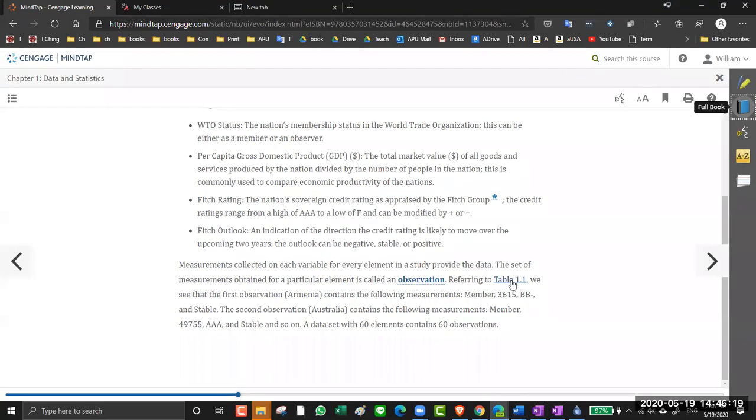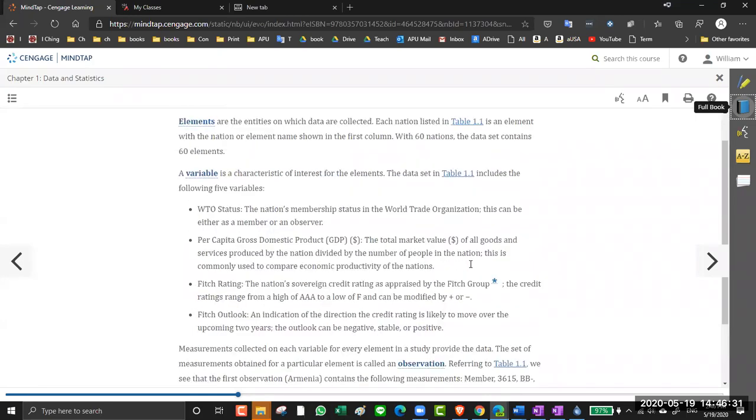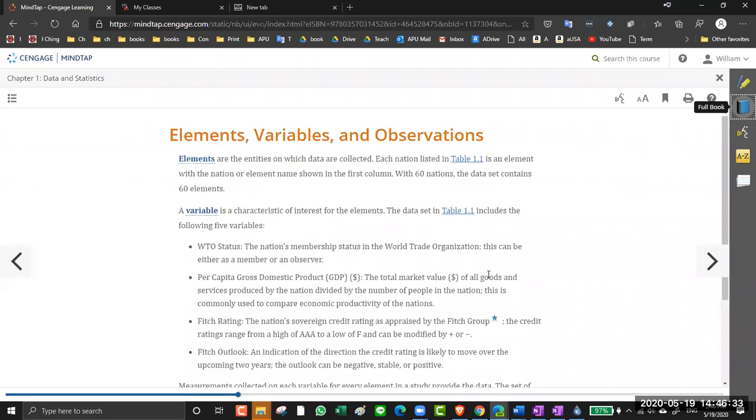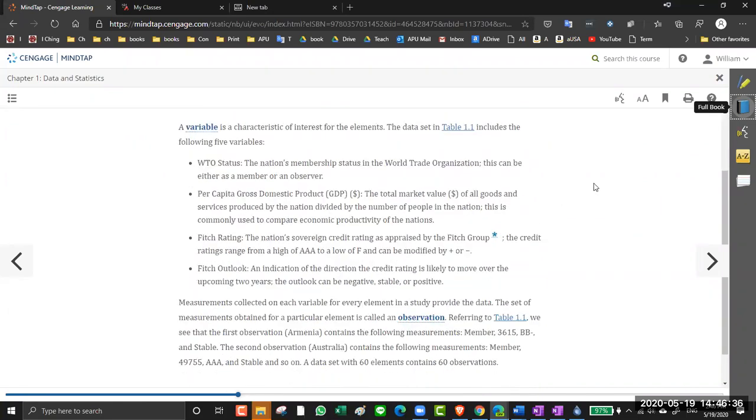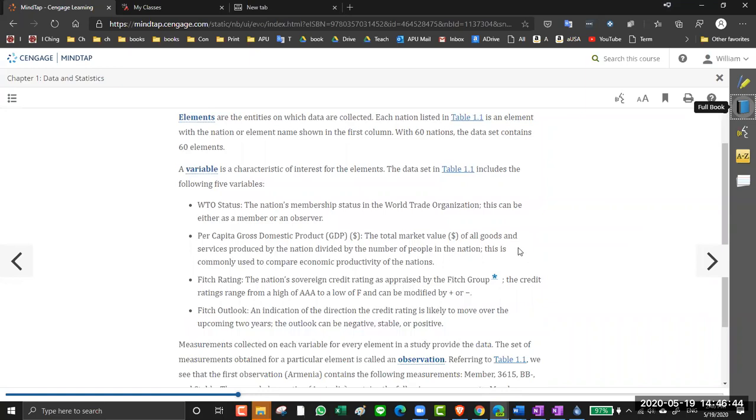So what do they mean by observation? Measurements collected on each variable for every element in a study provide the data. Did they say measurement before? No. All right, so what do we mean by a measurement? Let's look at this.